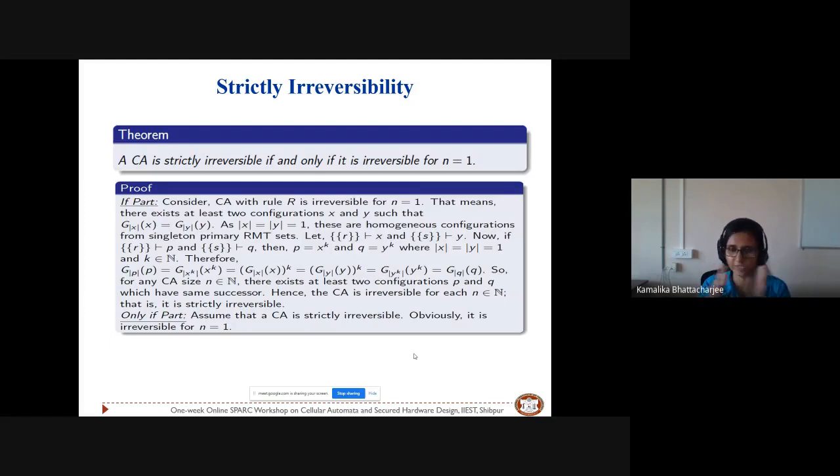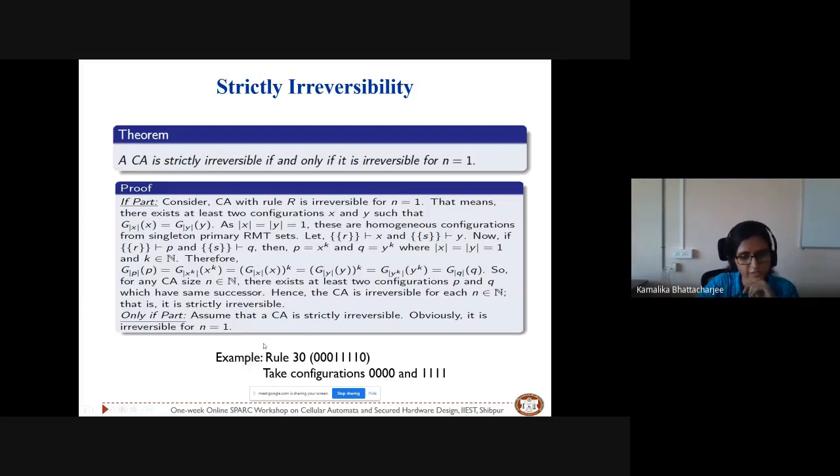So obviously we can just keep on adding zeros and ones. Like we can just take 0 to the power n or 1 to the power n, and that will again be mapping to the same configuration. So this many-to-one mapping will be continued. So we can directly say that this CA is going to be strictly irreversible.